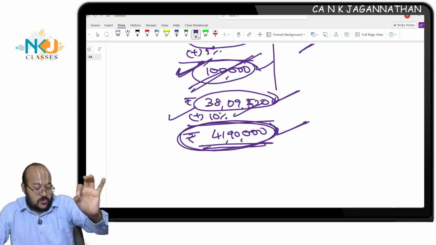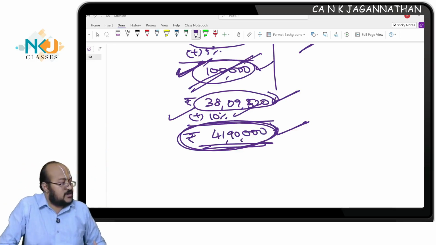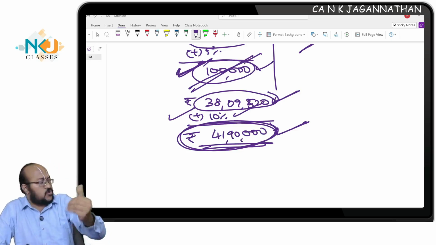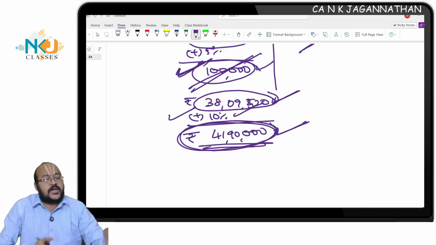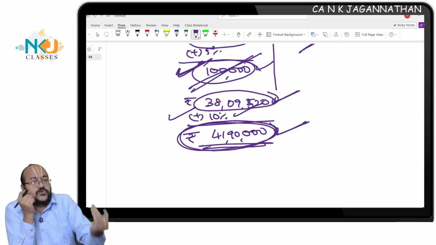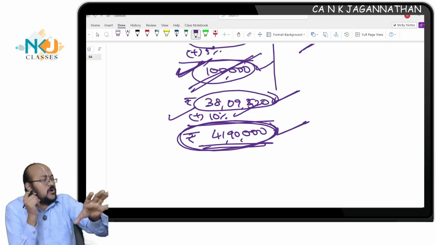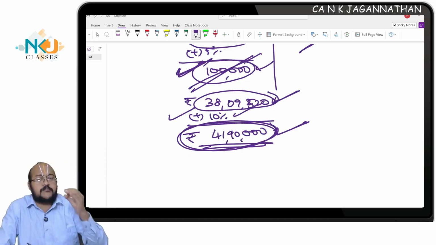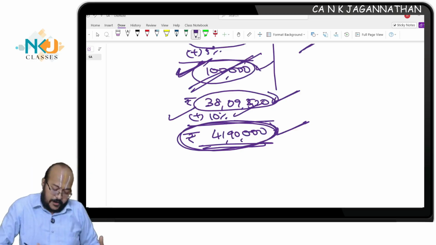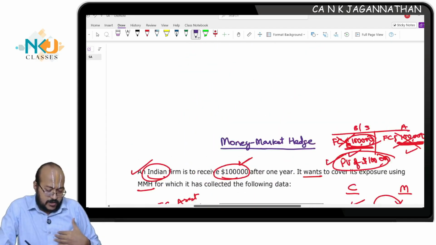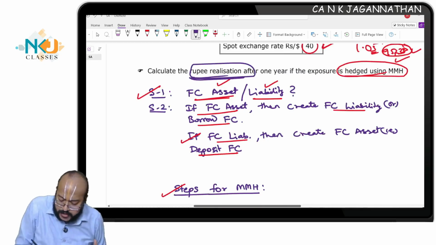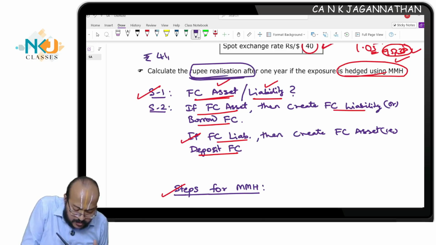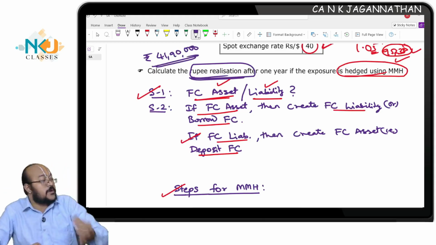Are you all understanding? One of the beautiful ways to hedge currency exposure is the money market hedge. In forex, they mostly ask the money market hedge concept along with the forward contract. They ask you to compare the forward with the money market, currency futures or currency option. So most probably, in hedging-based questions, money market hedging is one of the most important topics. I hope you all understood the concept. Therefore, calculate the net realizable value, the rupee realization. You tell me, what is the rupee realization? 41 lakh 90,000, roughly, will be the rupee realization value.